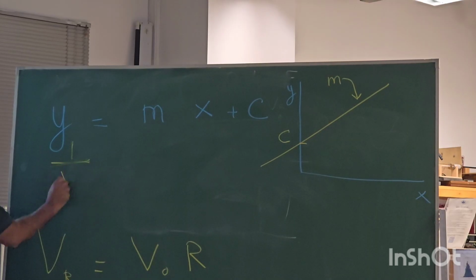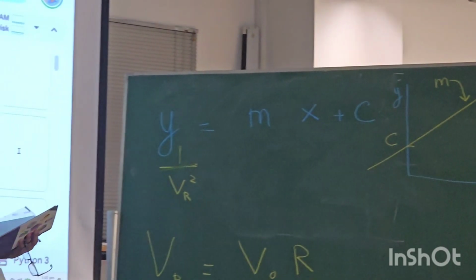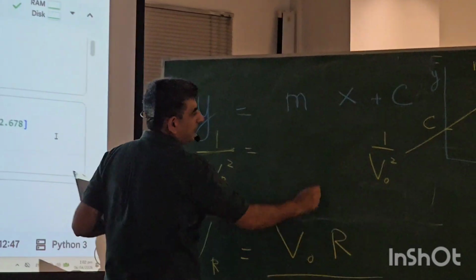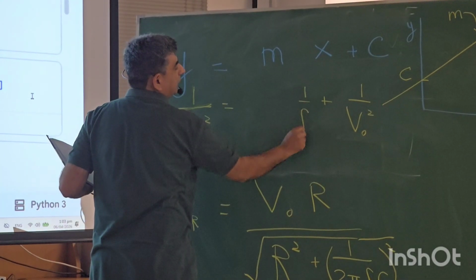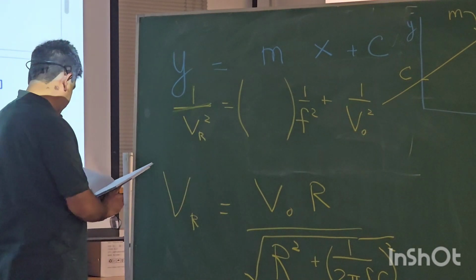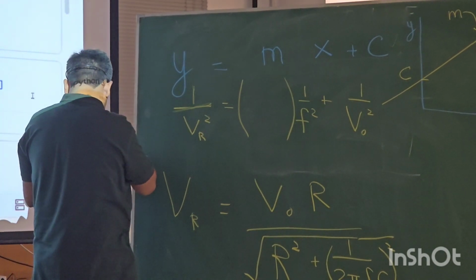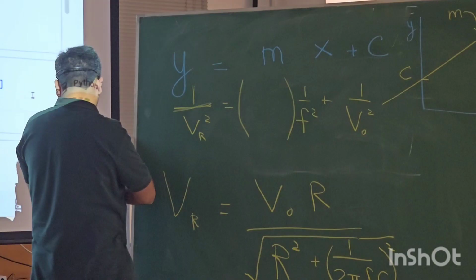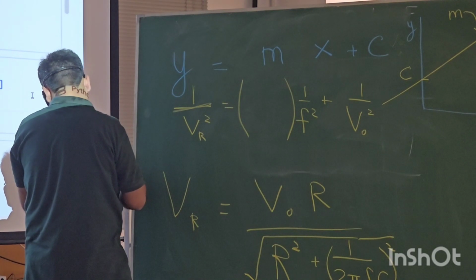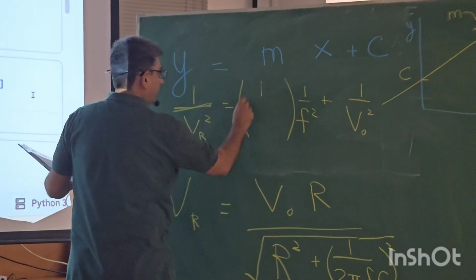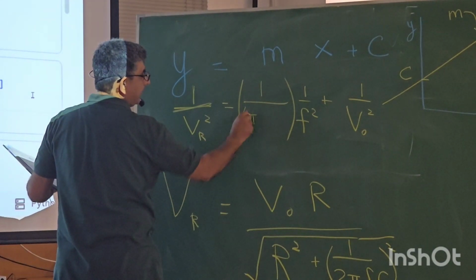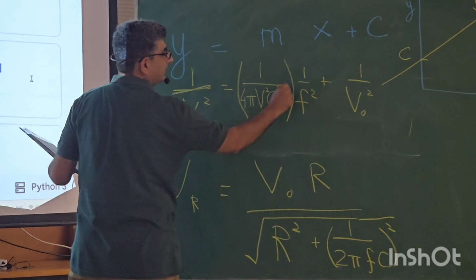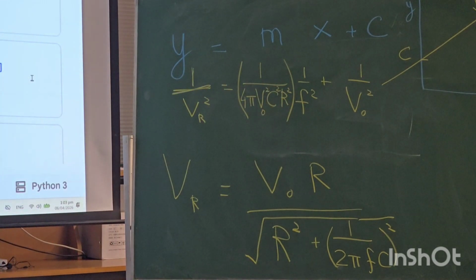One over VR squared equals 1 over V naught squared plus 1 over f squared and one over 4 pi V naught squared C squared R squared. So this is our relationship.